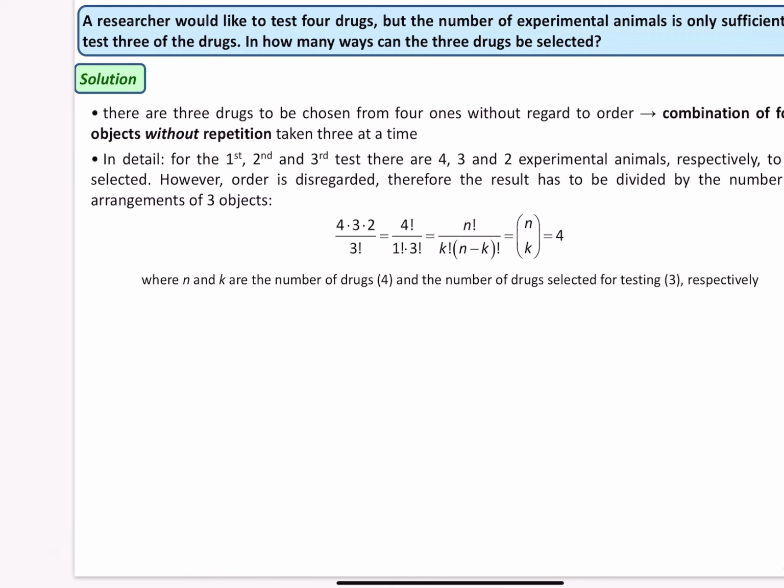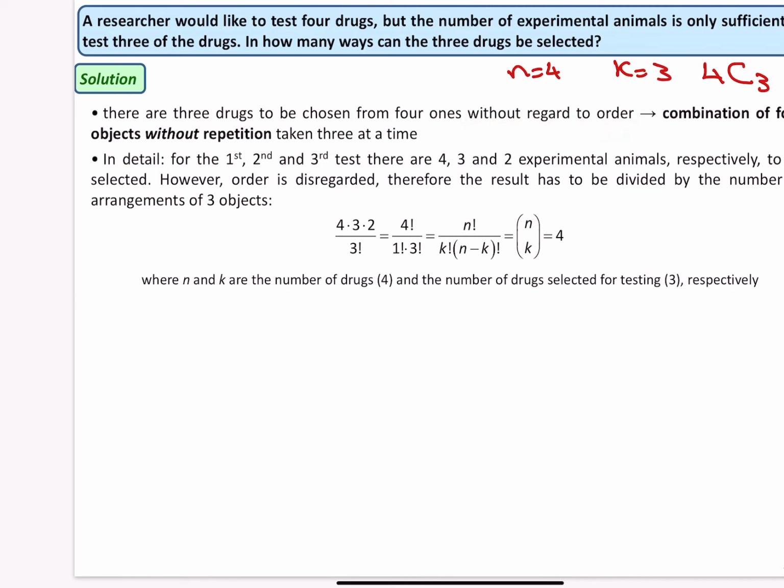So here there are 3 drugs to be chosen. You remember we say that combination we call it chosen. So it is n equals 4, k equals 3. It will be 4C3. It will be 3 drugs to be chosen from 4. So the question here, there are 3 drugs to be chosen from 4 ones, without regard to the order.